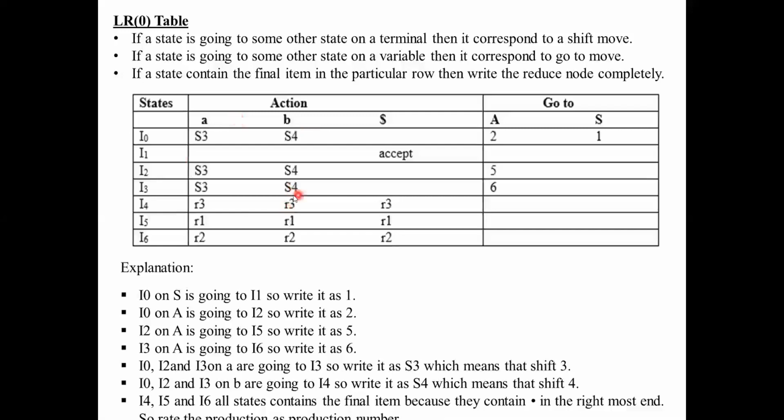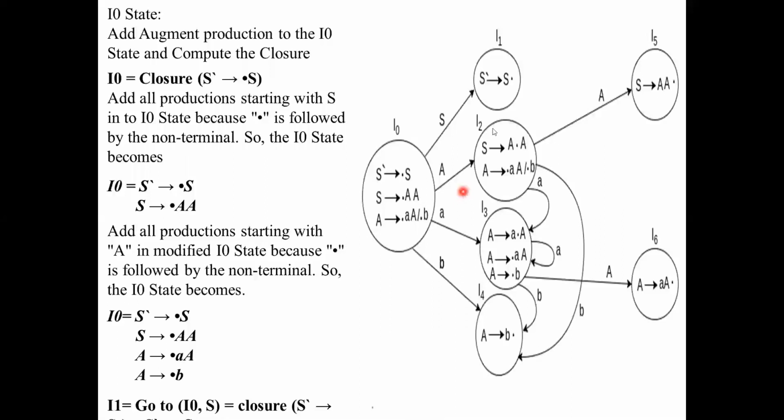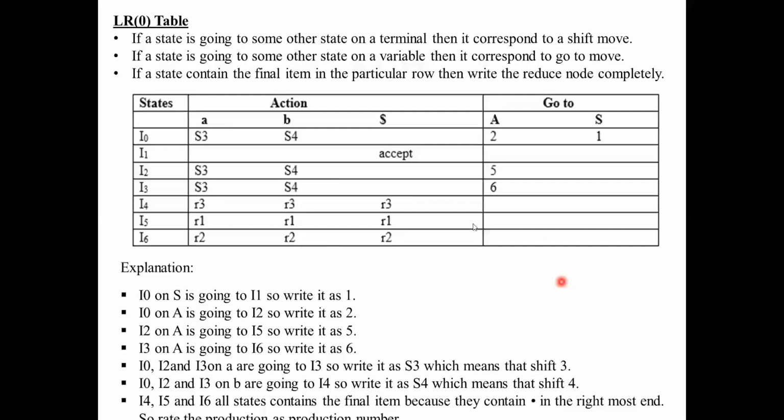Now, the non-terminal parts, how to tackle them. The terminologies are different. Here we write down the symbols S3, S4, and in this part we write down only the numbers. So please check this: these are the final productions, I1, I4, I5 and I6.